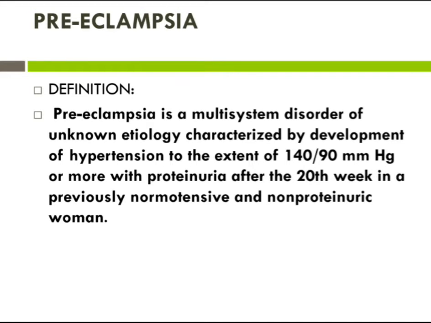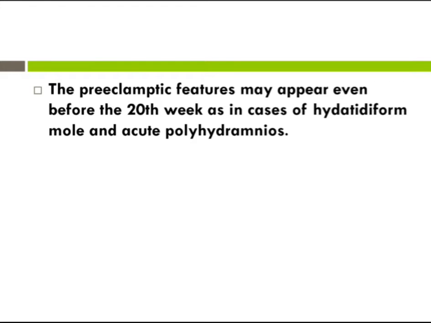Pre-eclampsia definition. Preeclampsia is a multisystem disorder of unknown etiology characterized by development of hypertension to the extent of 140 over 90 millimeters mercury or more with proteinuria after the 20th week in a previously normotensive and non-proteinuric woman. The preeclamptic features may appear even before the 20th week, as in cases of hydatidiform mole and acute polyhydramnios.